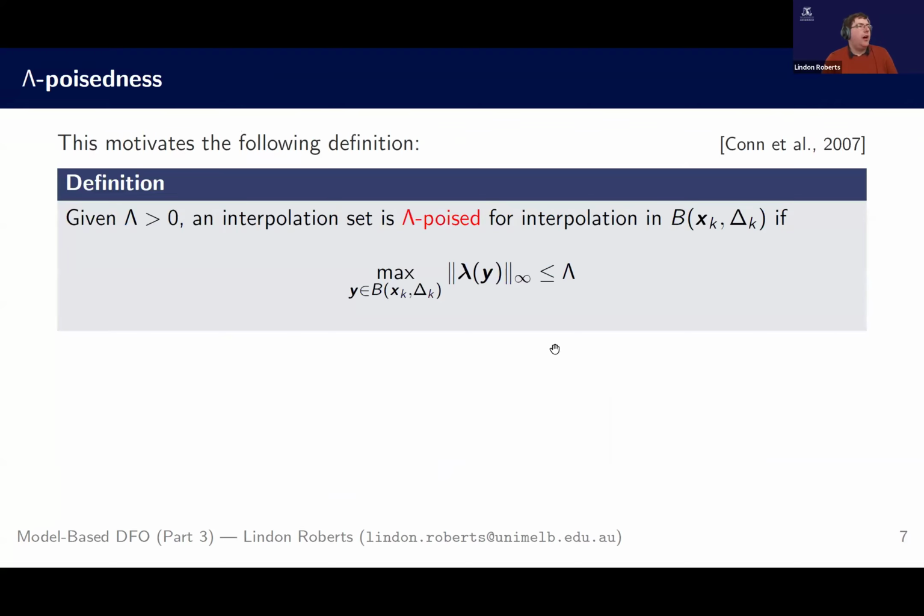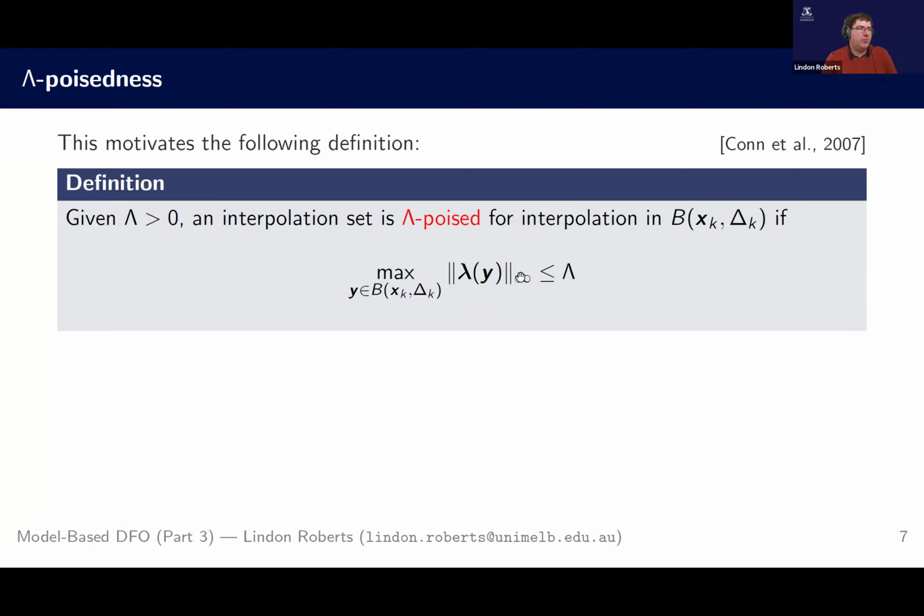Given this, I'm going to introduce this definition here. This is from a paper in 2007. What I'm going to say is an interpolation set is going to be what I call lambda poised. So lambda is going to be some positive constant. It's going to be lambda poised for interpolation inside a particular region, inside a trust region. What that is going to be defined as is similar to the Lebesgue constant. I'm going to take the infinity norm of my Lagrange polynomials over every point in my trust region, and I want that to be bounded by lambda.